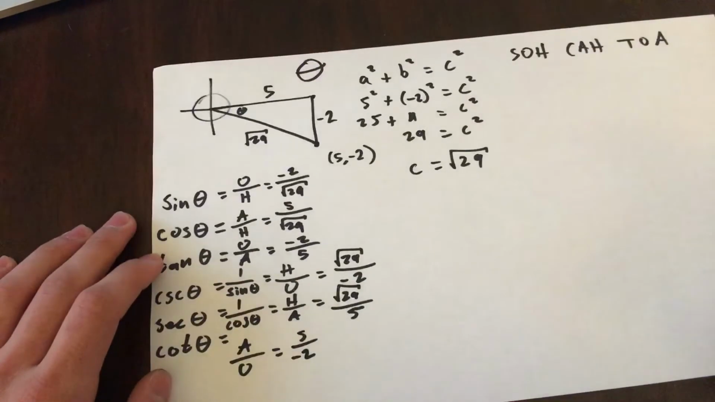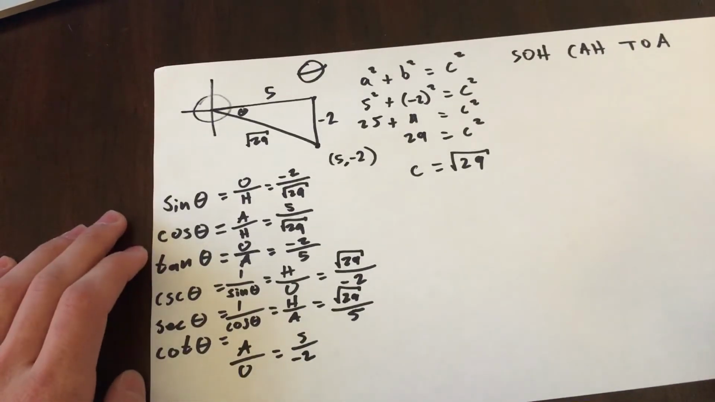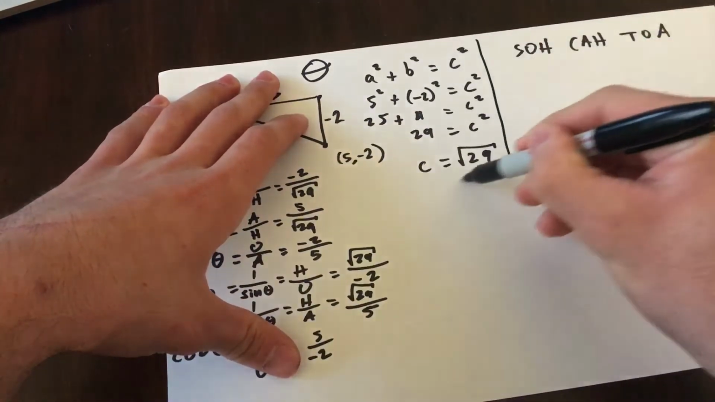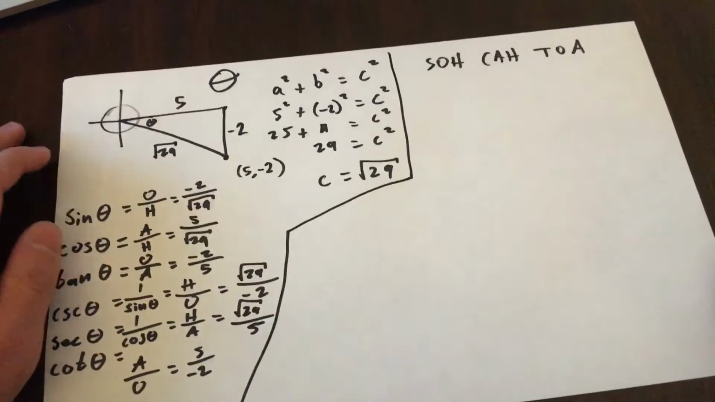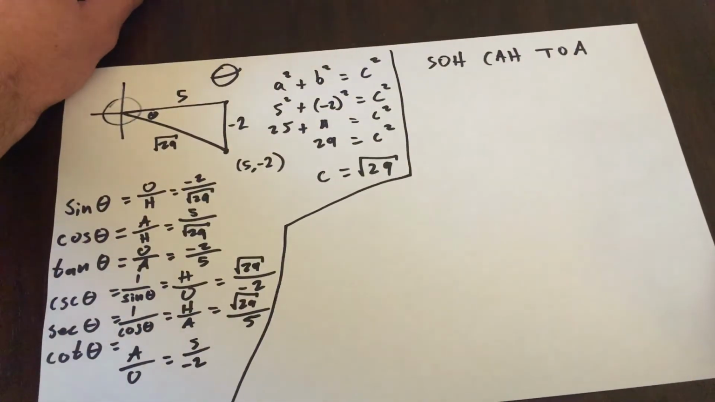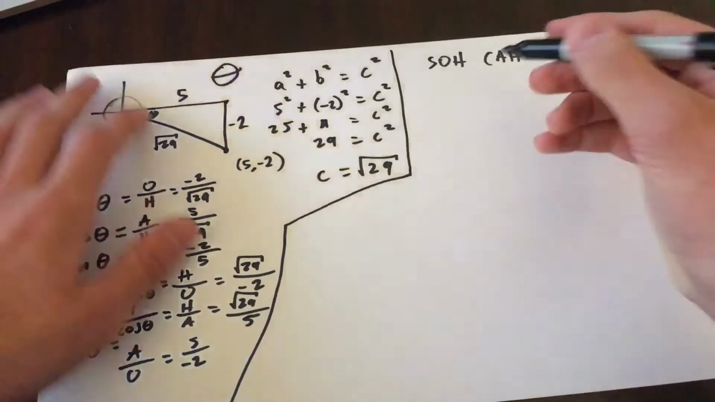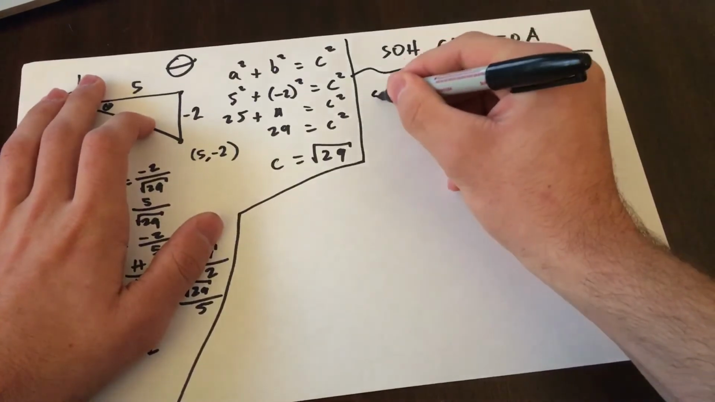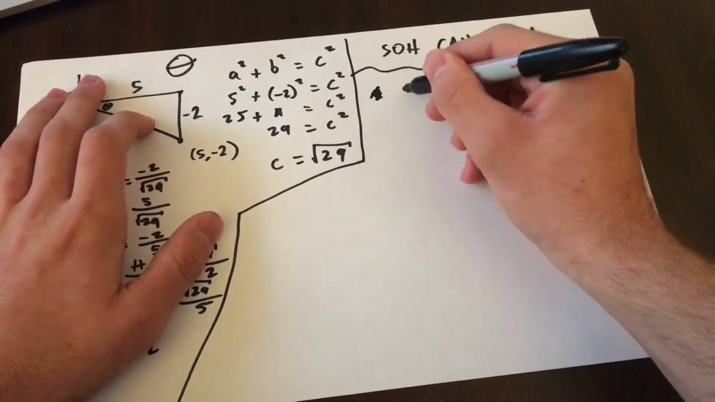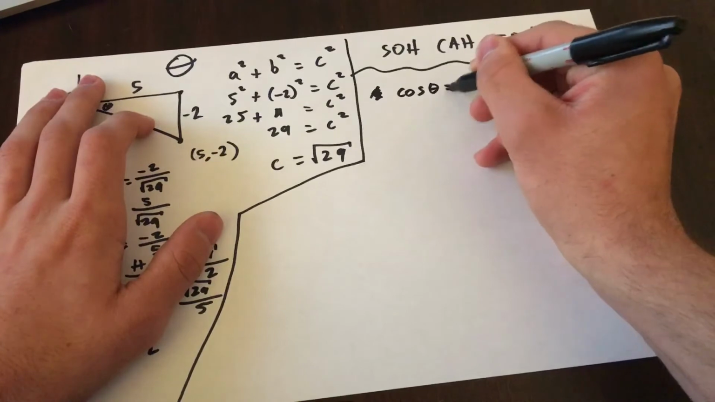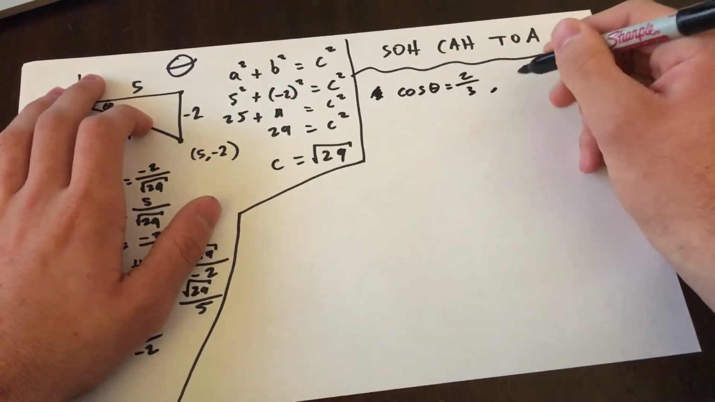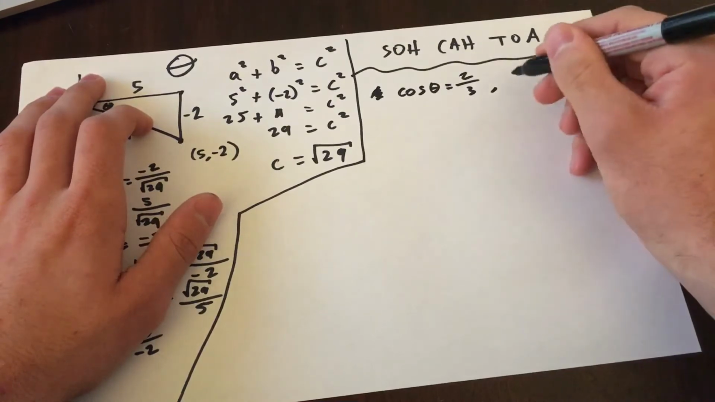So that's how you figure out the 6 trig functions, just given an ordered pair. If we are given maybe 1 or 2 trig functions already, so for this example, let's see, we've got cosine of theta equals 2 over 3. And then we've got cotangent of theta is greater than 0.